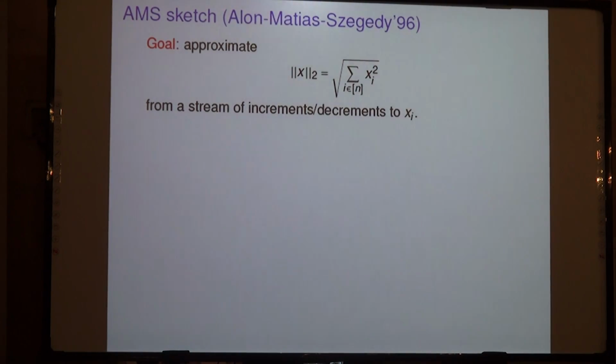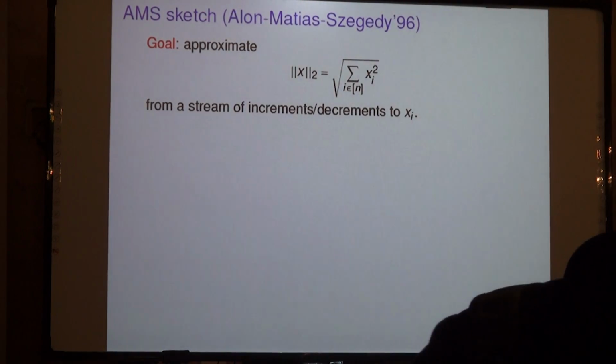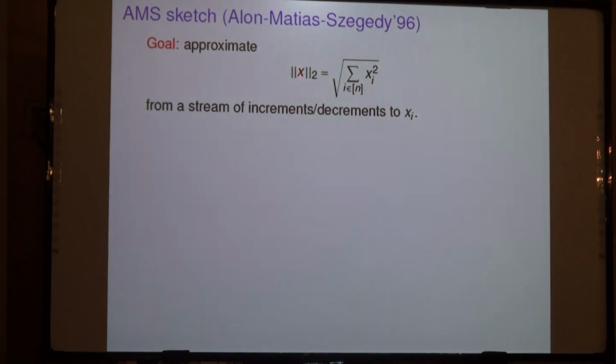Let me remind you what the setting is for the frequency moment problem. And the setting is the following. We're given a large data stream of items, and we think of x as the frequency histogram of this stream. We want to approximate its L2 norm. And we want to design an algorithm that uses a small amount of space and approximates the L2 norm of x under increments and decrements to various positions of xi.